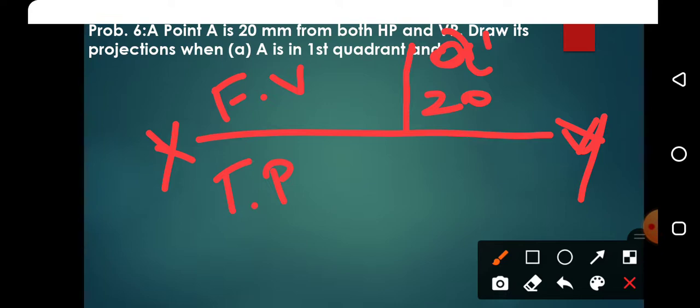Again I am saying that indication is very important. If you don't label the point, you will lose your marks. So next, 20 mm in front of VP. In front of VP 20 mm, here is a point a, that is denoted by the small letter a. Okay, this is your solution for the first quadrant.